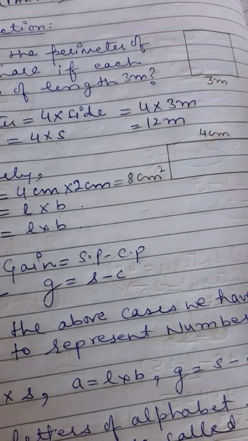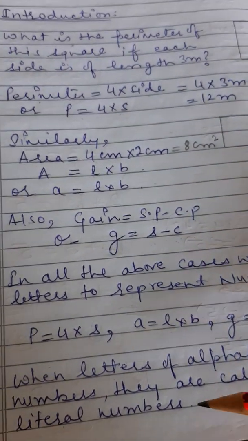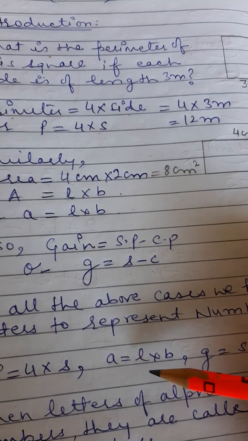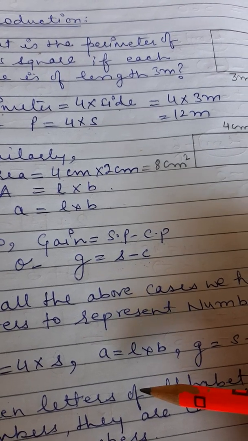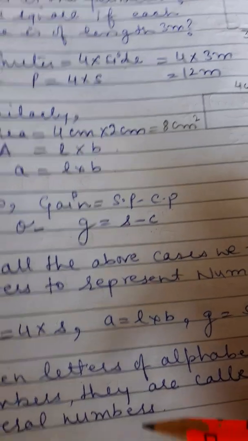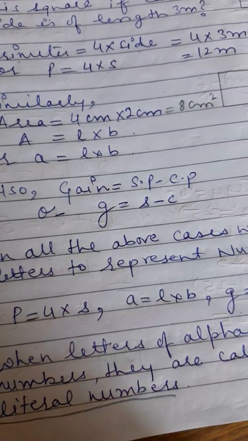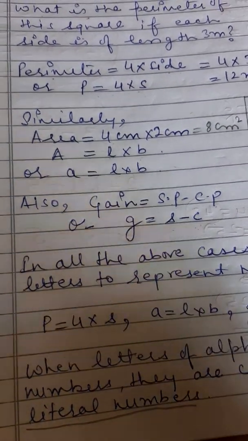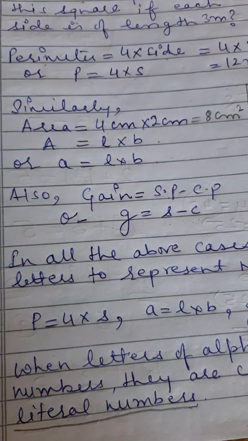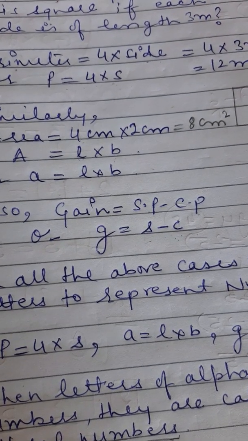So when letters of the alphabet represent numbers, they are called literal numbers. Means in algebra, wherever we use the alphabets, they will represent numbers, and such alphabets which represent numbers are called literal numbers. So you have to remember this. This concept you have to use in solving your questions.